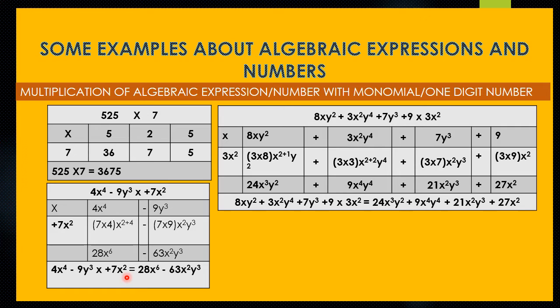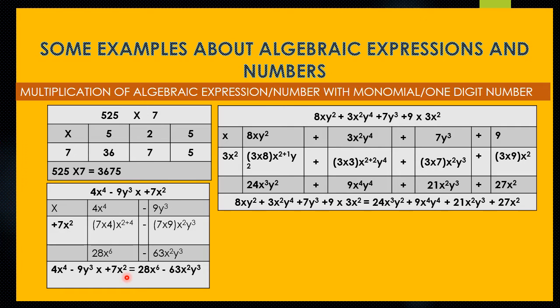Now you look here, 7 multiplied with 4, we get 28, and adding the exponents of x, 2 plus 4, we get 6. 28x⁶ minus, minus comes with minus, and 7 multiplied with 9, we get 63x²y³. So the answer is 28x⁶ minus 63x²y³.